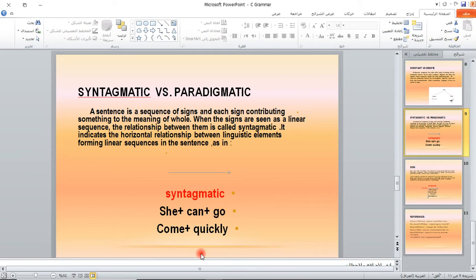Language is seen as a system of signs, meaning a sequence of signs. The last one: syntagmatic versus paradigmatic. A sentence is a sequence of signs, with each sign contributing something to the meaning of the whole. When signs are seen as a linear sequence, the relationship between them is called syntagmatic. It indicates the relationship between linguistic elements forming linear sequences in the sentence. For example, in this sentence, each sign is related to the element before and after it, linked together to make a meaningful sentence.